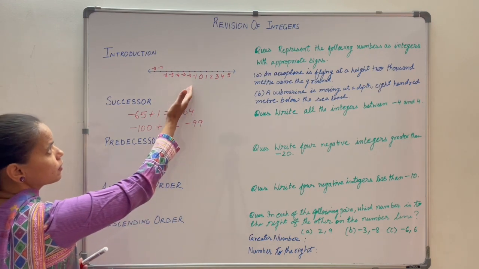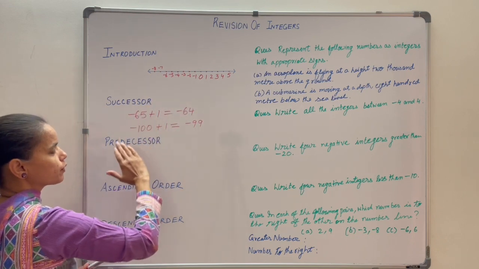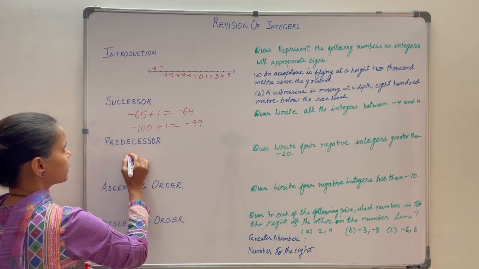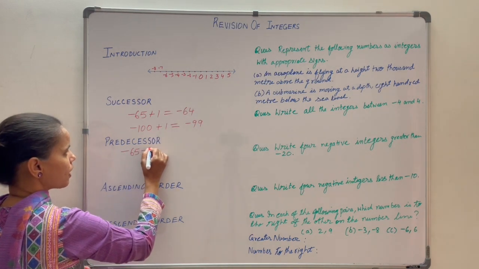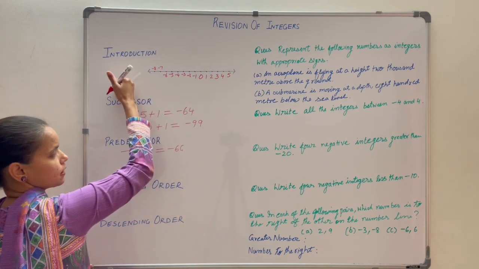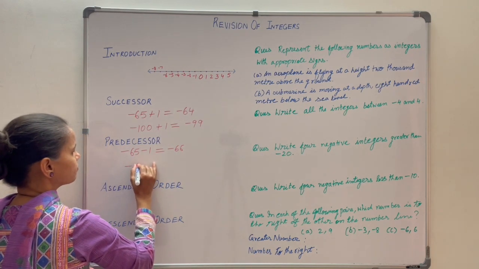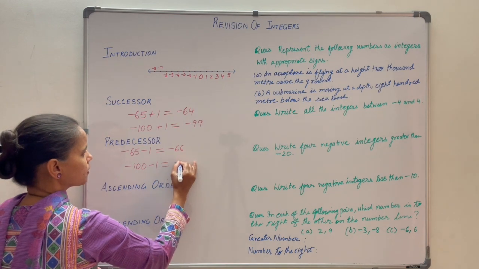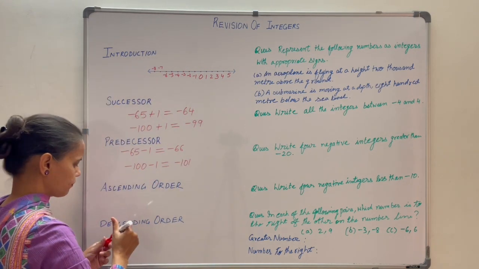Predecessor. Now you need to find the number one before the given number, so you have to move towards the left. What is the predecessor of -65? You have to subtract 1. So the predecessor is -66. It will come this side, towards the left. What is the predecessor of -100? You need to subtract 1. You get -101. It will be further towards the left.